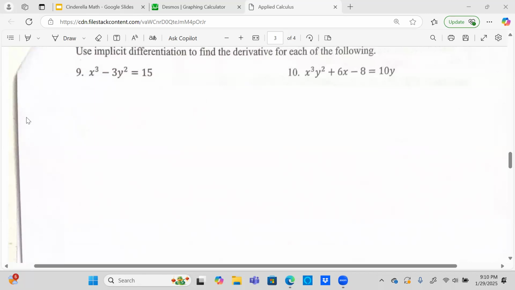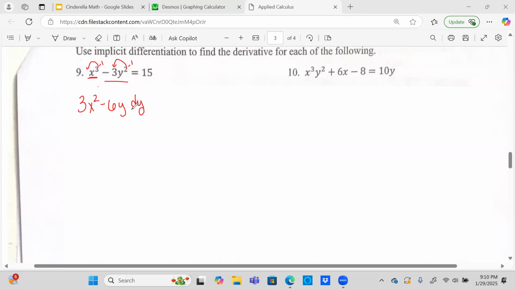So when you see x, just take the derivative as normal. I'm looking at number 9. The derivative of x cubed, we're going to pop that down. That'd be 3 subtract 1, so x squared. And then do the same thing when you see a y, but then we're going to do one extra thing. Here, this would be negative 6 subtract 1, which would just be y to the first. And whenever you take the derivative of y, we're going to write dy.